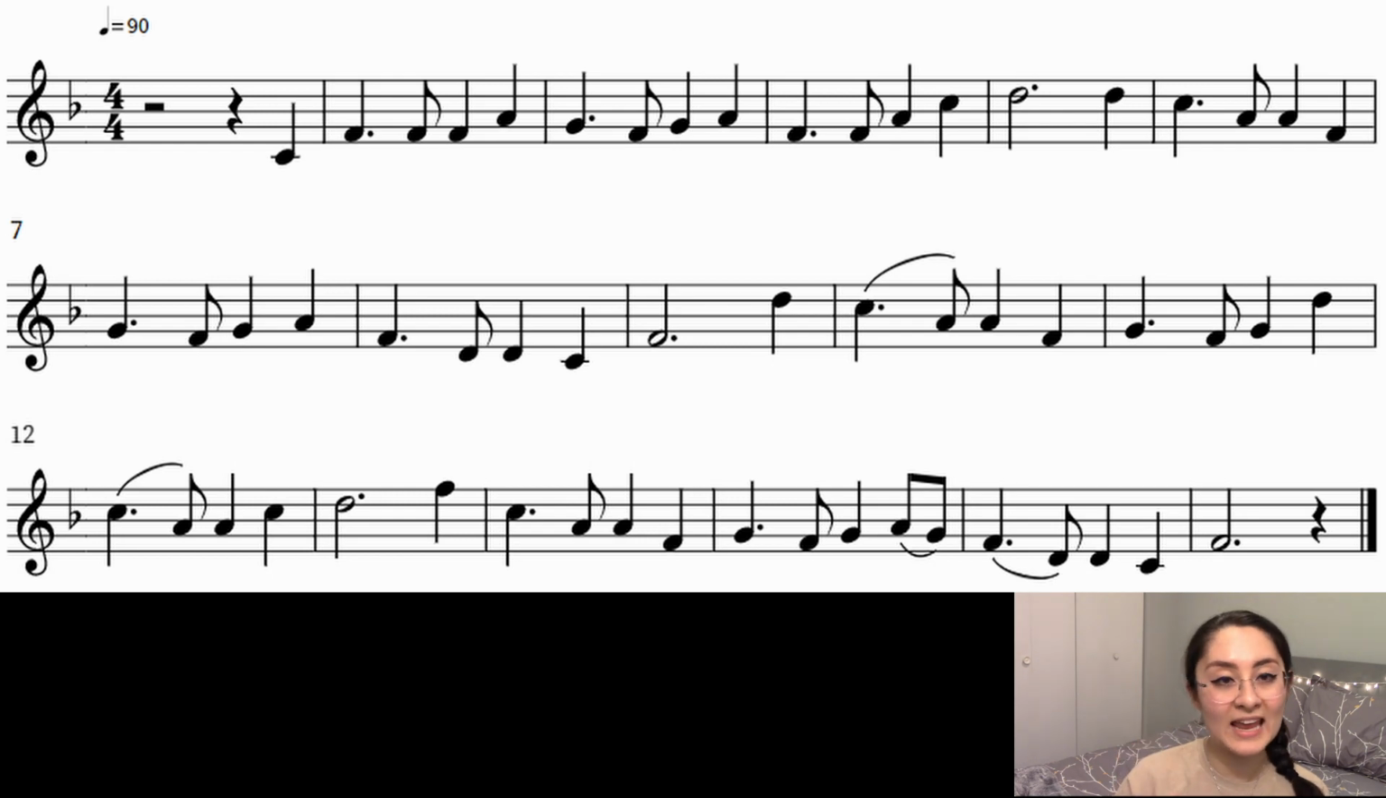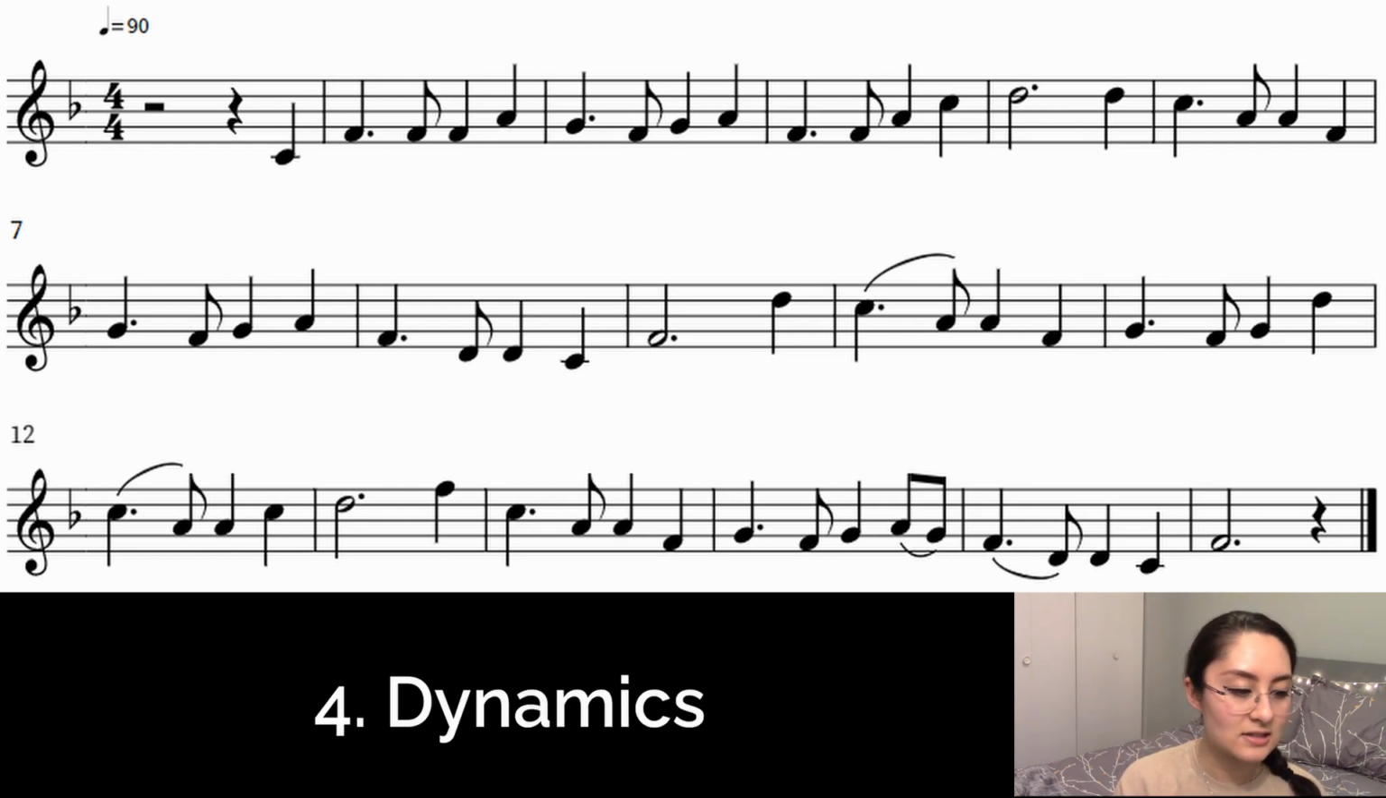Number 4, we're going to be looking at our dynamics. So at a glance at the score, we don't have anything written here. So I would say to play at a nice mezzo forte or forte sound. So that means moderately loud to loud, really focusing primarily on a beautiful, warm sound with lots of clarity.